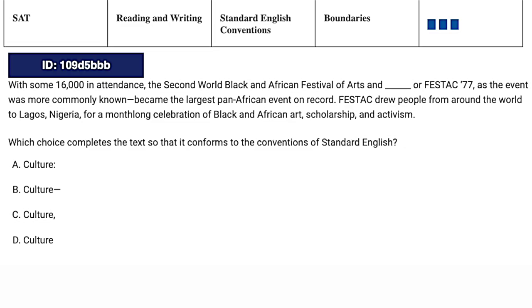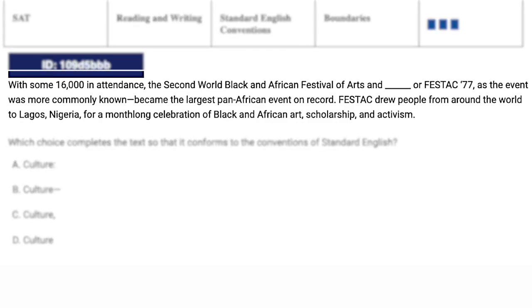All right, let's do a few practice problems here. This will give us a chance to recognize that Kirby rule where a dash is replacing some sort of punctuation, and it will also give us an opportunity to see when you don't want to choose the dash, because it sounds almost like you could just choose it every single time, but I'll show you why that's not the case. So here we have, with some 16,000 in attendance, the second world black.